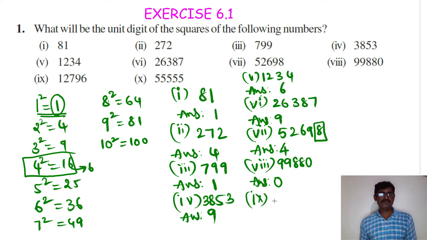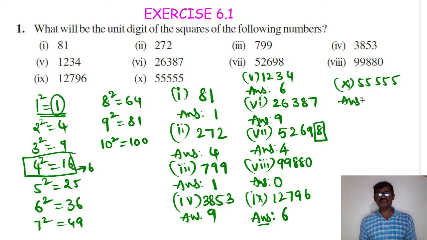Ninth problem, 12,796. Here the digit in units place is 6. So the square of this number has 6 in its units place. Now the 10th problem, 55,555. So the answer for this one is, what is that? 5. Why? Because the digit in units place is 5. The square of 5 is 25. So it has 5 in its units place. Like that, by using this strategy, we can find out the digit in units place for the square of any number.